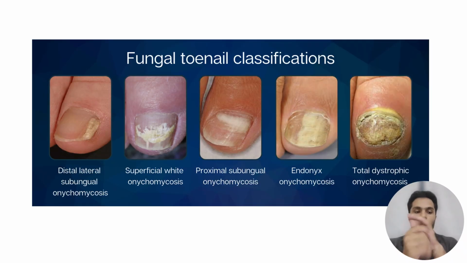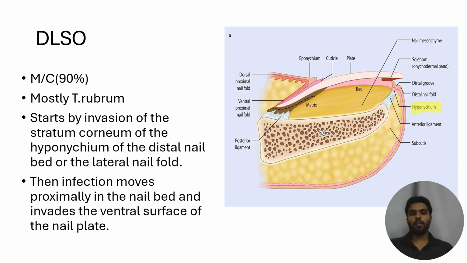And these are the images of the 5 types. Distal lateral subungual onychomycosis involving the distal and the nail plate proximal to the lateral nail folds, while superficial onychomycosis involves the dorsal nail plate, and it may be seen as white patches over the dorsal nail plate. Then coming to proximal subungual onychomycosis, then endonyx, then finally total dystrophic onychomycosis.